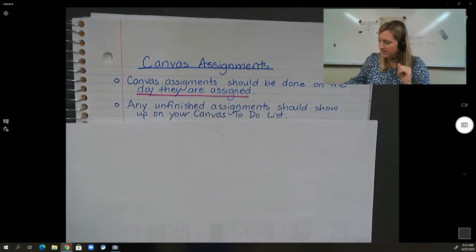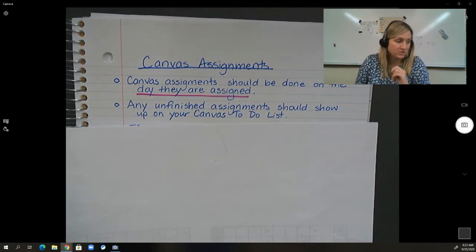Our next topic on this list: any unfinished assignments should show up on your Canvas to-do list. So if you don't know if you finished one or not, check the to-do list that's on the right-hand side of your Canvas homepage. Okay.